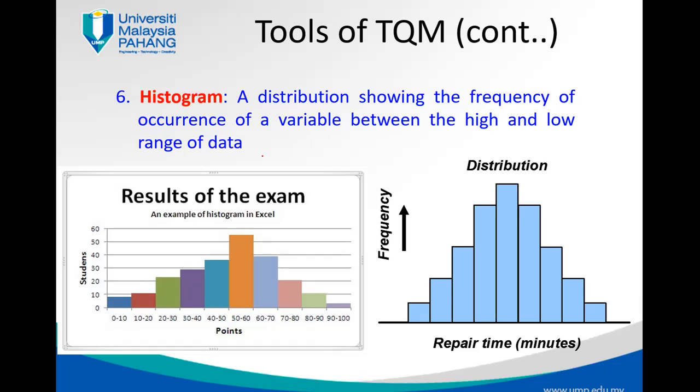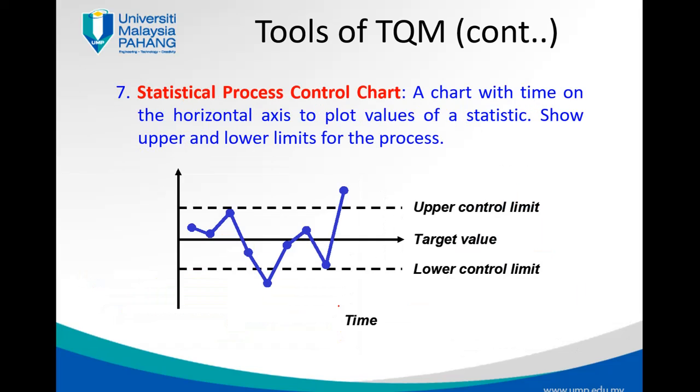Next is the histogram. Okay, a distribution showing the frequency of occurrence of a variable between high and low range of data. So this one basically indicates the frequency, okay, the number of occurrences for each range that we set in our histogram. And finally, number 7 is the statistical process control chart or SPC chart.